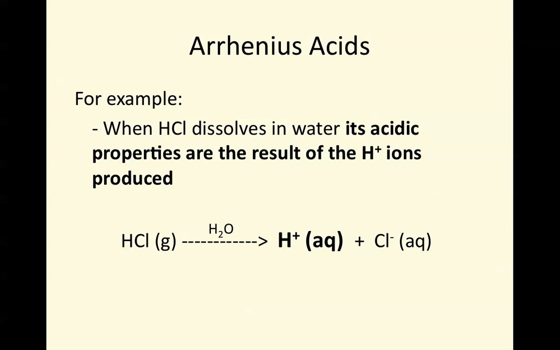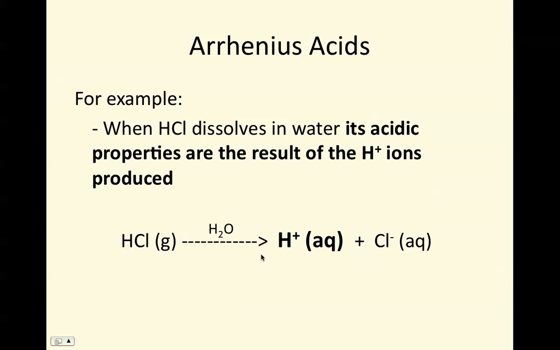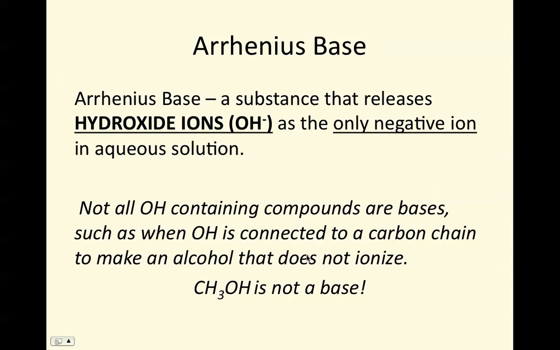Alright, for example, we have HCl, or hydrochloric acid, that's going to dissolve in water, and its acidic properties are a result of the positive hydrogen ions produced. So as you can see here, we have hydrochloric acid that's getting dissolved into water to produce the hydrogen ions and the chloride ions. But it's the hydrogen ions that we're looking for that are going to give those acidic properties.